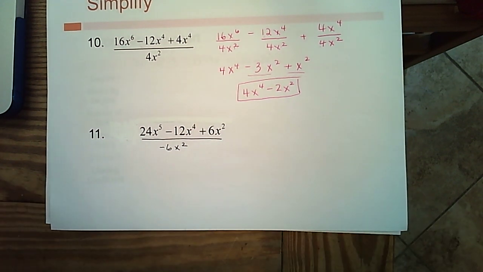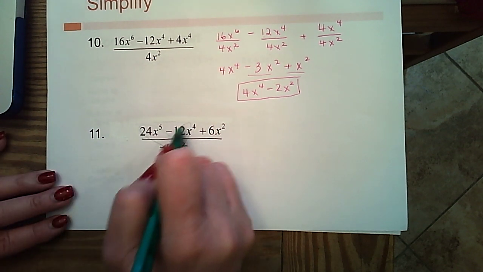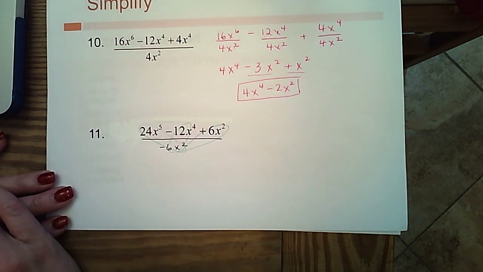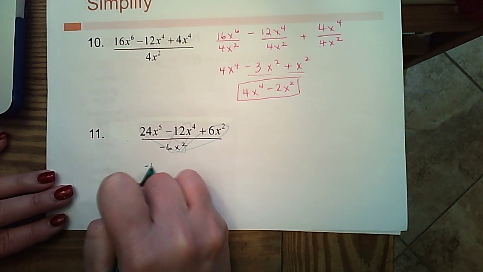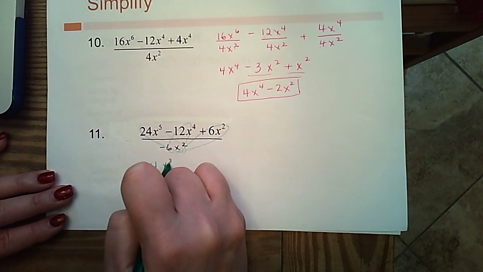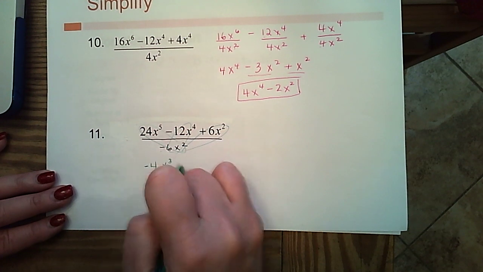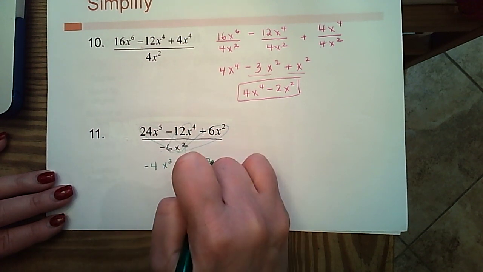All right, some of you don't like to write it 3 times. You like to do this little bubbly thing, but just be careful you do all 3 terms and you don't lose anything. That's the big deal. So 24 divided by negative 6 is negative 4. 5 minus 2 is x to the third. Negative 12 minus 6 is 2. 4 minus 2 is squared.